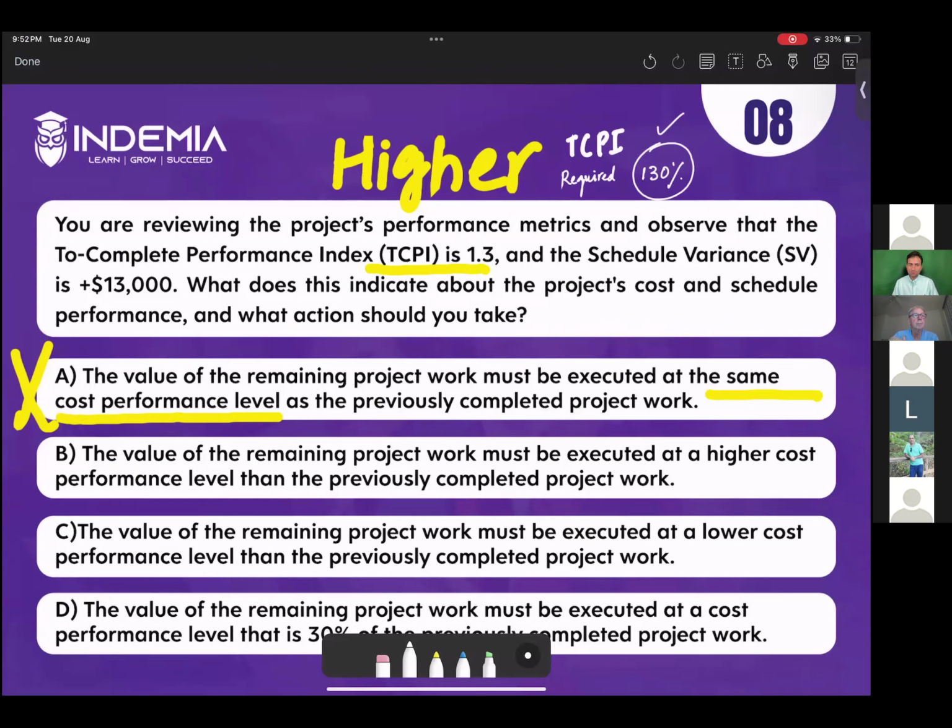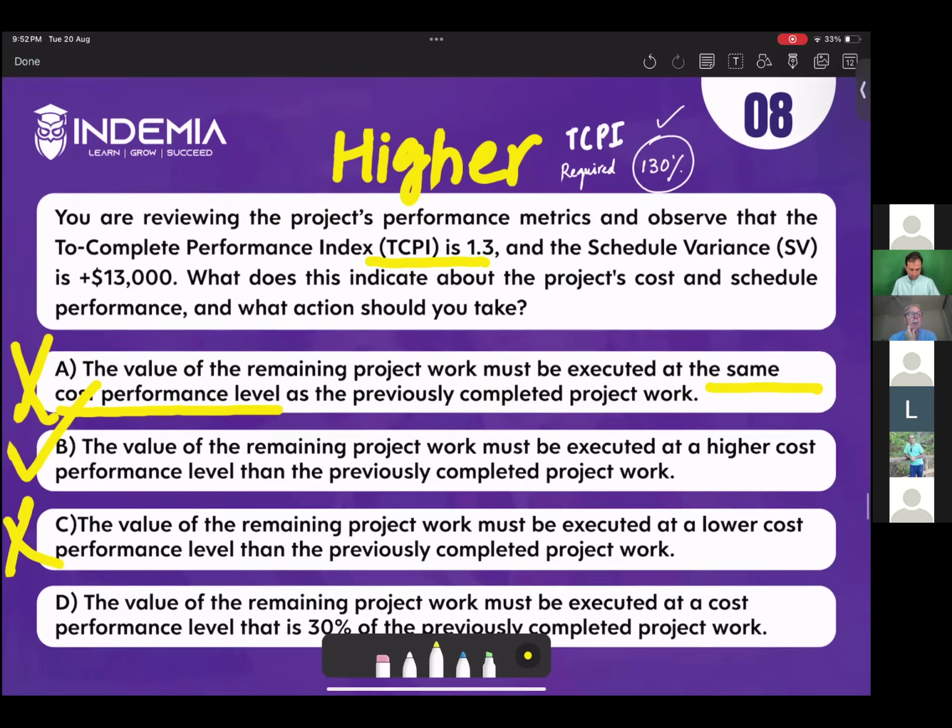Option B, the value of the remaining must be executed at a higher cost performance level than the previously. So previous was less than 1. Now we need higher cost performance. So B seems a good option. Option C, the value of remaining project must be executed at a lower cost. We are already behind, or we are already over budget. If we further go lower, then we won't be able to complete the project. So C also can't be the answer.